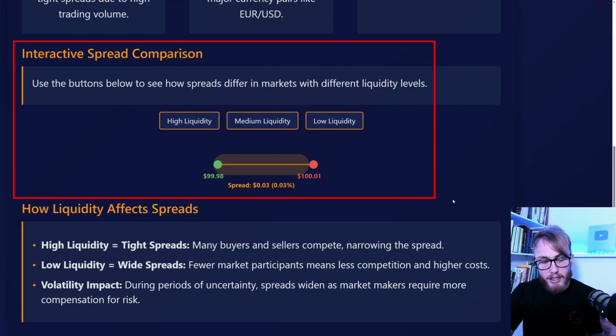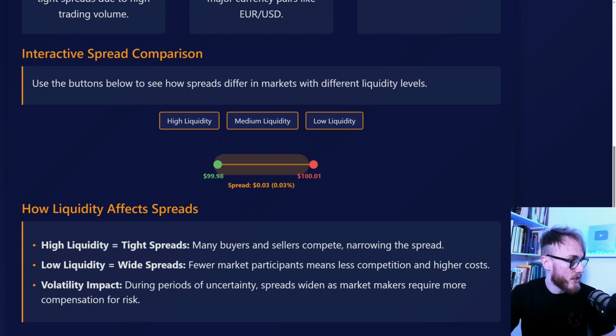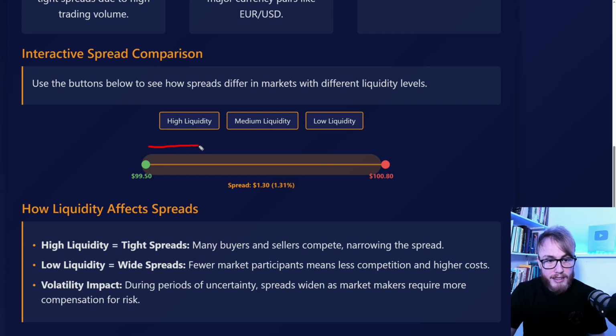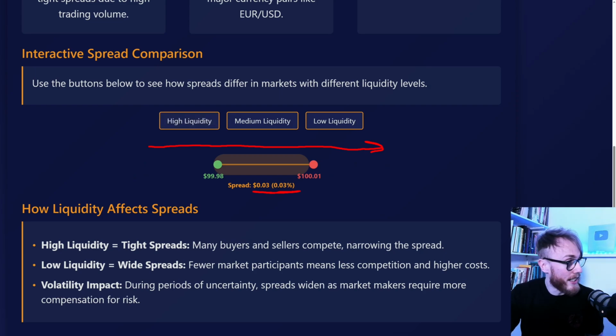Now let's take a look at how different liquidity affects the spread. Here we have a calculator, and you can see that right now we are on a high liquidity market, but we can also choose a low liquidity market. In the low liquidity market, the buy side and sell side are very far from each other, which leads to a pretty large spread of 1.30%. But when we choose the high liquidity market, the spread shrinks all the way down to, in this case, 0.03.